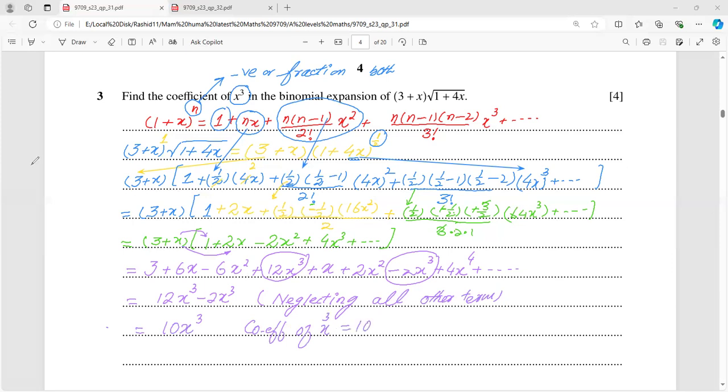Remember that, please remember that when you are solving these questions, when you are multiplying the terms, remember that this over here, 4 is not the coefficient of x cube. Is it clear? That was the first question.